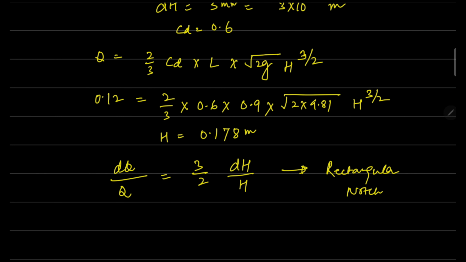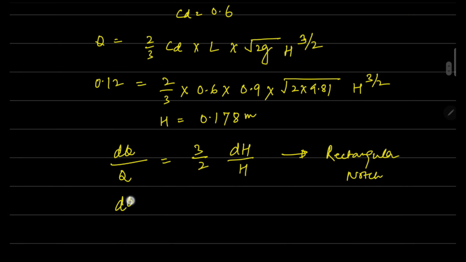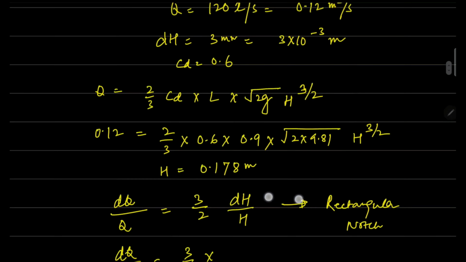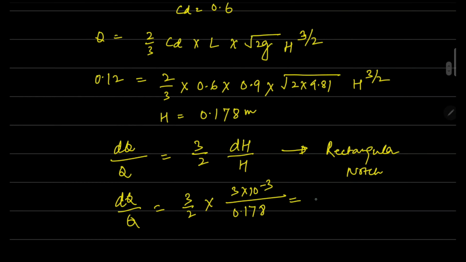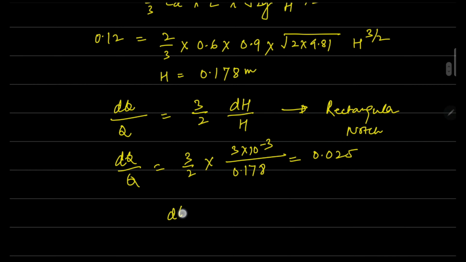Now the dQ over Q will be 3 by 2 multiplied by dH. We have found this dH value is 3 into 10 to the power minus 3 divided by the H value, which is 0.178. So this is coming out to be 0.025. In percentage we can say that dQ by Q is equal to 2.5%. This is our answer.